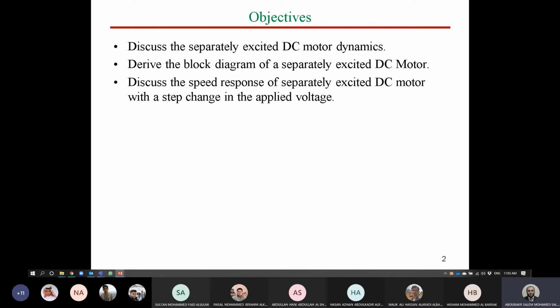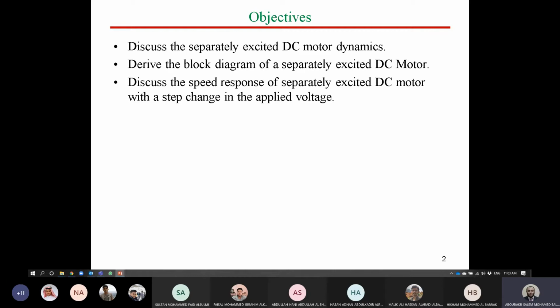So the objectives of today's class, guys, we'll discuss the separately excited DC motor dynamics. We'll derive a block diagram for a separately excited DC motor. That's what we need to implement on any simulator in order to simulate or control this kind of motor, or even not only simulator, we can implement this on any digital controller like Arduino, like FPGA, like digital computers, microcomputers like Raspberry Pi, like BeagleBone. All of these digital controllers we can apply in order to control the DC motor.